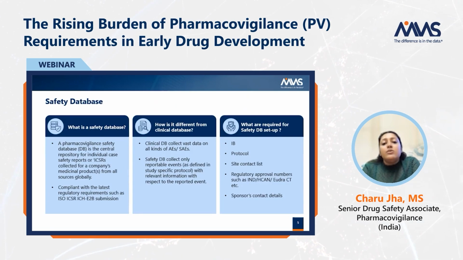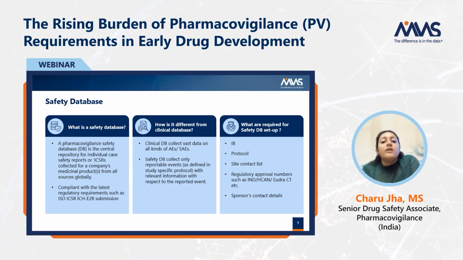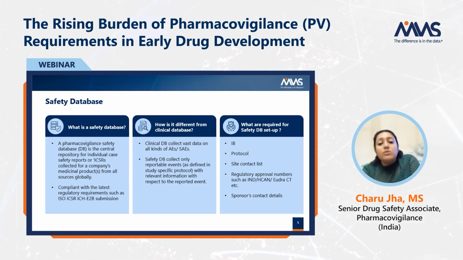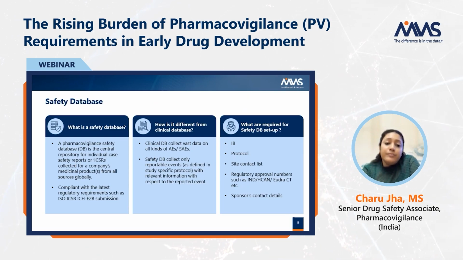Now, let's take a look to understand what exactly is a safety database, how it is different from clinical database, and what is required for its setup. Safety database is a software which is the central repository for individual case safety reports or ICSRs collected for a company's medicinal product from all sources globally. It is compliant with the latest regulatory requirements such as ISO ICSR, ICH E2B submission.